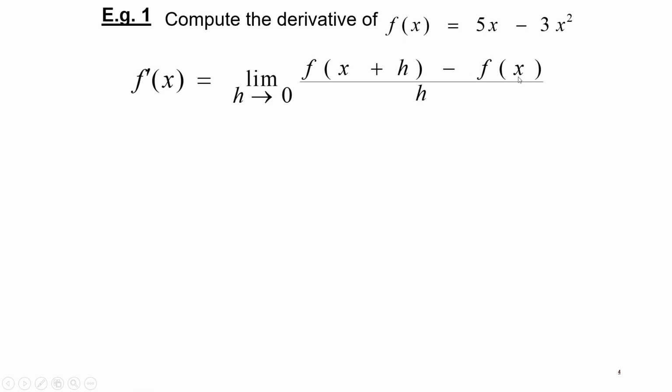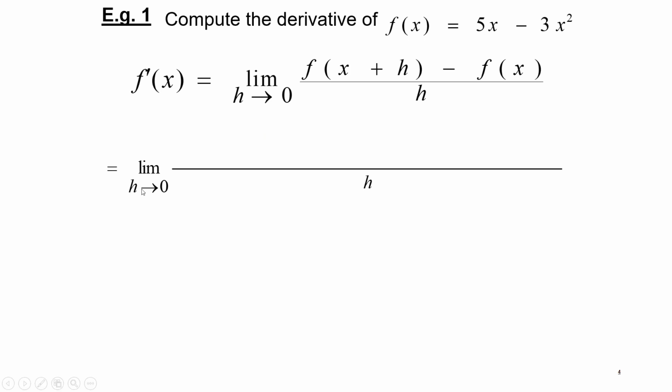Minus f of x is the entire function. This is f of x, 5x minus 3x squared. For f of x plus h, wherever I see x I put x plus h, and this is just h. So the limit as h approaches 0 of this entire portion, we are going to do it next.